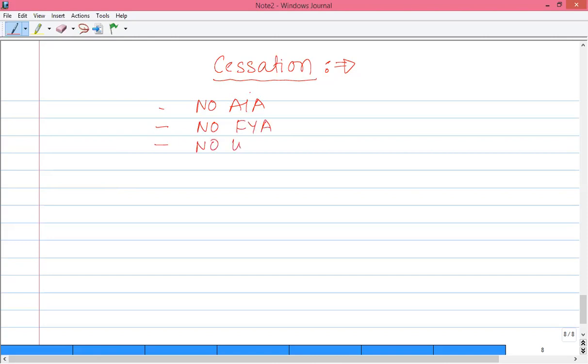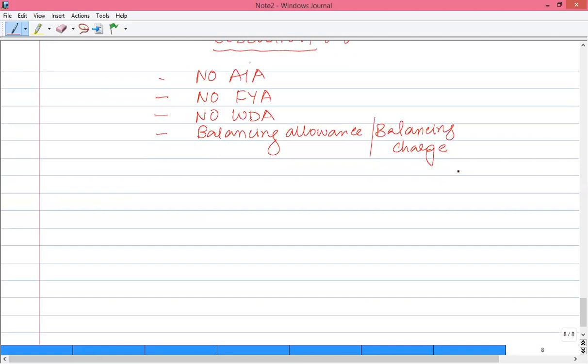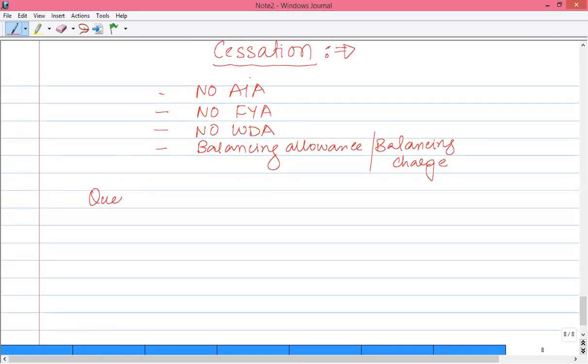Similarly, no WDA. Now you must be thinking, if you are not getting any AIA, first year allowance, or WDA, will you be able to get any kind of capital allowance in the year of cessation? Yes, in the year of cessation, you can only claim a balancing allowance, or it might be a situation of a balancing charge. That depends on the balance: if it is a positive balance, you can claim it as a balancing allowance, or if it's a negative balance, then it is a balancing charge. Let's put this into a question.